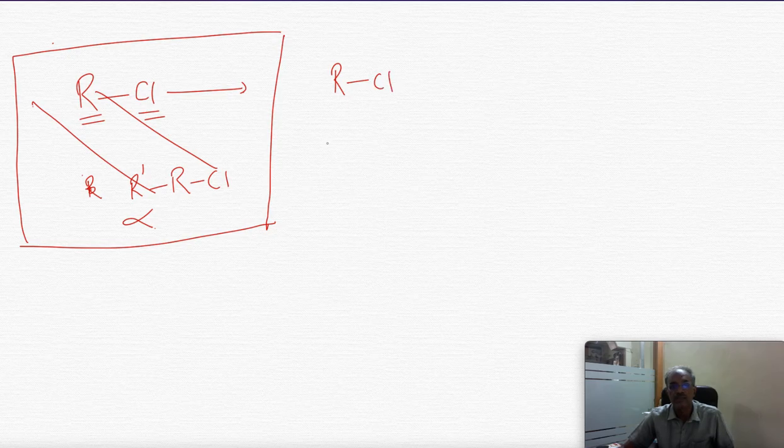RCR. Then you can see this is alkyl halide.